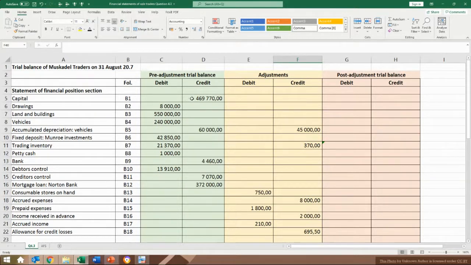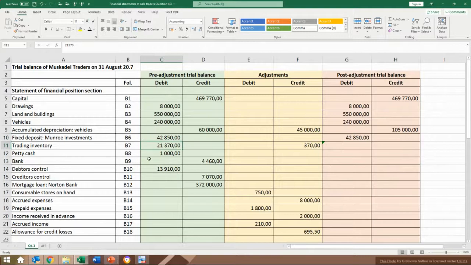So if we look at the first one, capital has a credit balance, there were no adjustments, so we will have a credit balance again for capital. Same for drawings, land and vehicles, there were no adjustments for those, so those would remain debit balances in your post-adjustment trial balance. Now if we look at accumulated depreciation, both entries were on the credit side, so we would just add the 60,000 and the 45,000 to give us the 105,000. Then fixed deposit, there were no changes, so we just carry that amount over for 42,850.